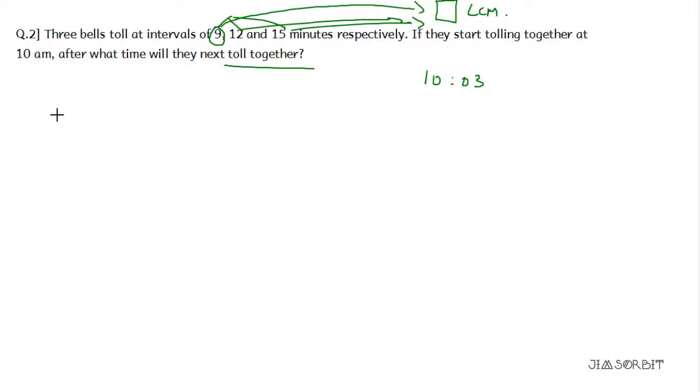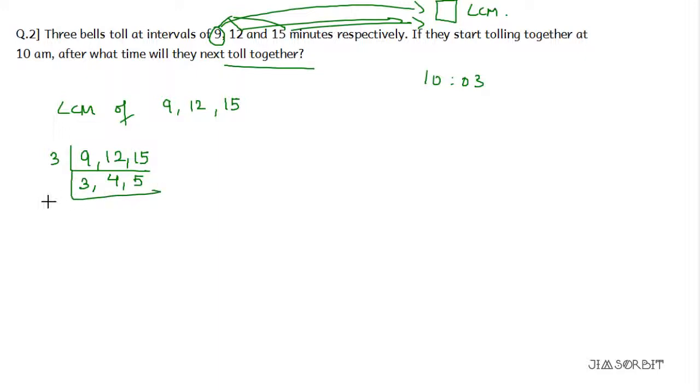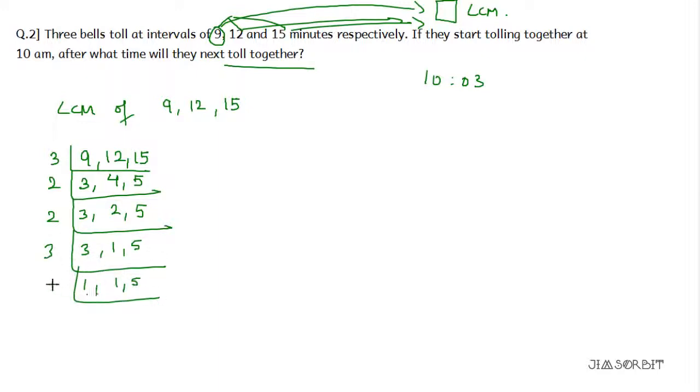Okay, so the LCM of 9, 12 and 15 we have already covered. Again I am telling you this. So 9, 12 and 15 we have 3, 4 and 5. I could have started with 2. Okay, it's not an issue right now. So these all are prime numbers, so we will just write them and then skip this. Okay, so 3 and 5. We have covered this.